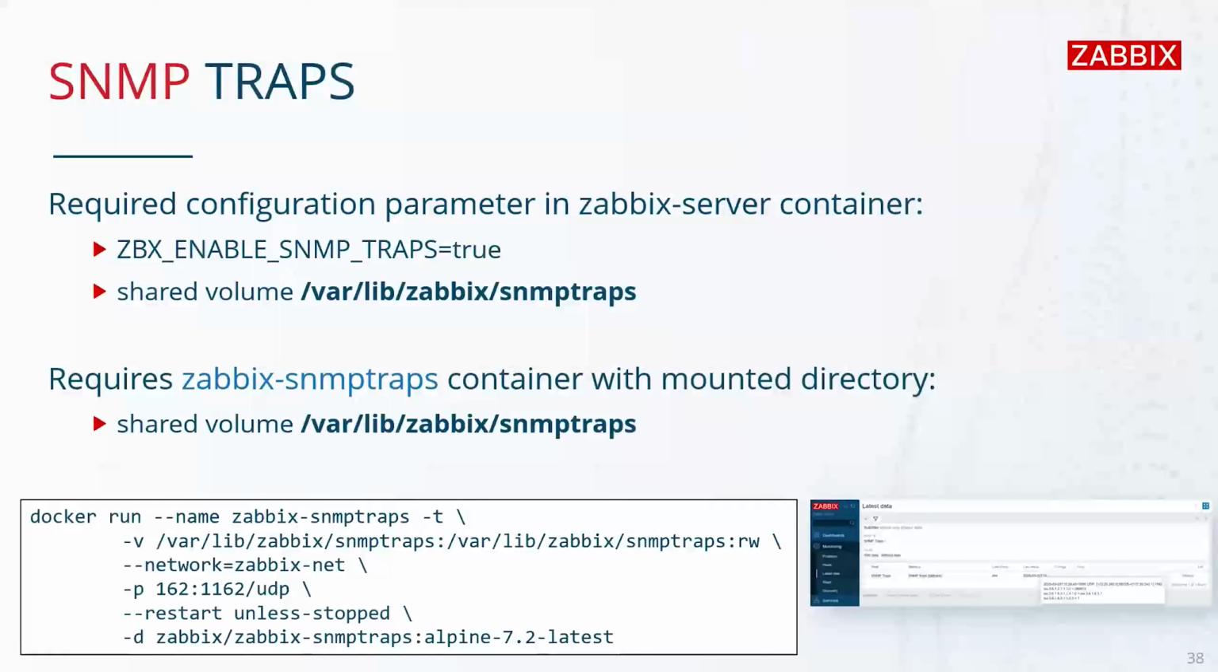And for SNMP traps, we also have to specify 2 additional parameters. So first of all, we will have to enable SNMP traps, and we will have to have a shared volume that should be used in the Zabbix server container and in the Zabbix SNMP trap container. Once that is set up, you can also use SNMP traps.